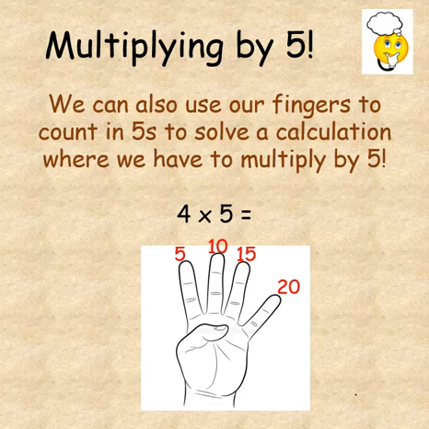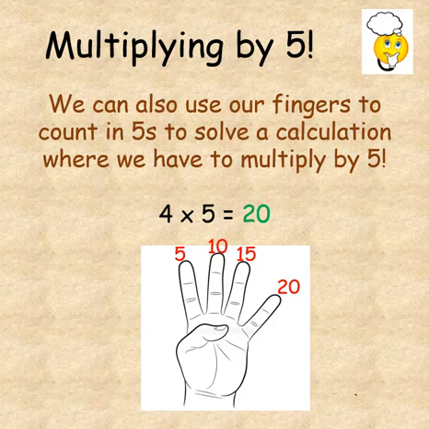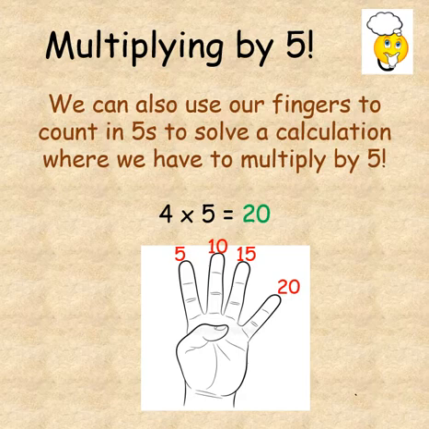What do you think the answer is going to be? Okay, let's do it together. 4 fingers. Let's count in our 5s. 5, 10, 15, 20. 4 multiplied by 5 is 20.